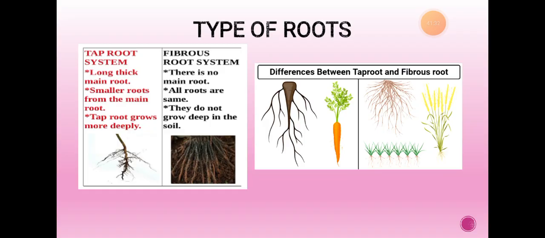Then we have the fibrous root. In the fibrous root, you can see that they don't have any main root. They are only equal sizes together. Their sizes are all equal. They do not grow that deep in the soil, and they are all of the same size. There's no one bigger, no one smaller. This is the difference between the tap root and the fibrous root.